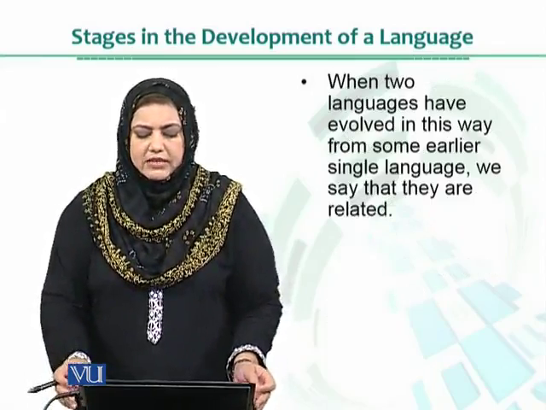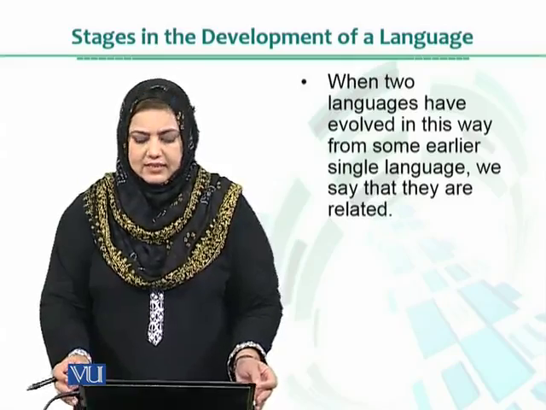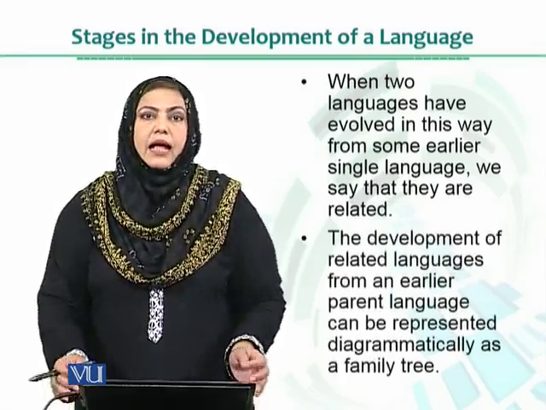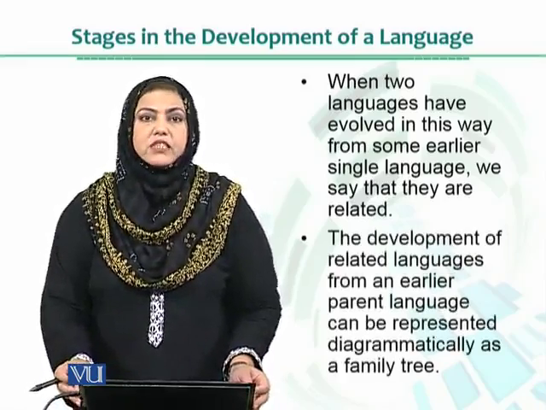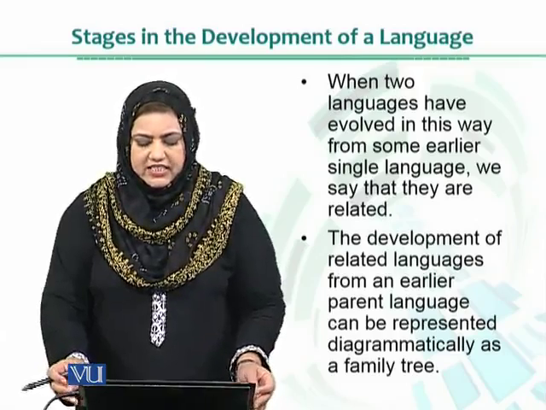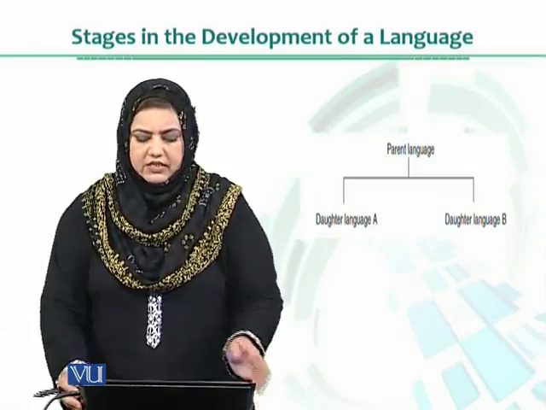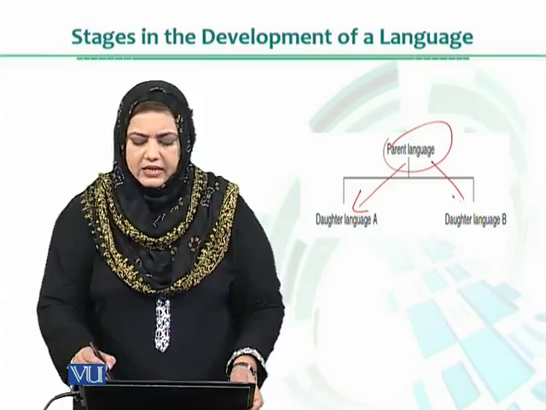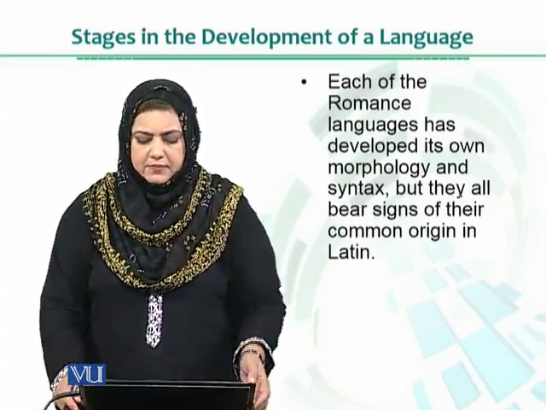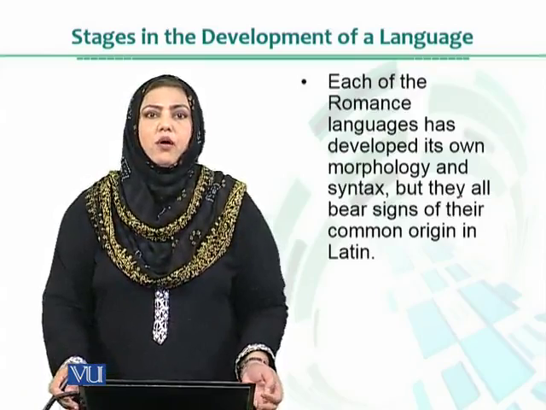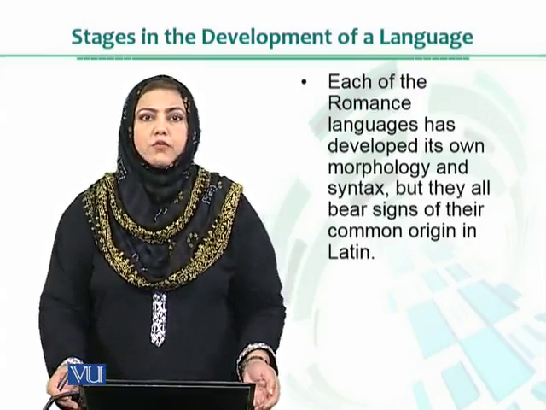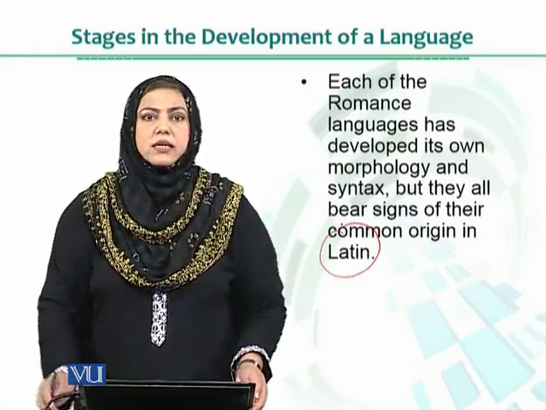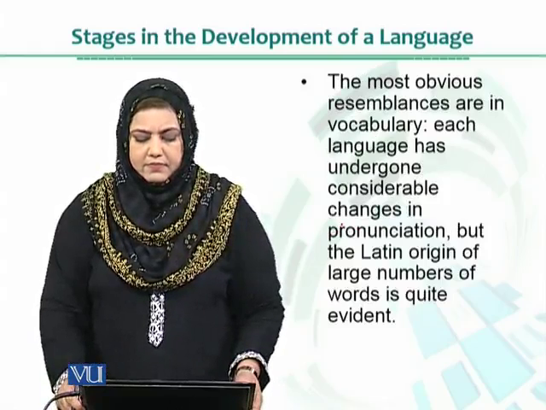When these two languages have evolved in this way from the earlier single language, we say that these languages are related. And when we trace the development of related languages from an earlier parent language, it can be diagrammatically represented through a tree diagram that you can see here. Here is the parent language, here would be daughter language A, and here would be daughter language B. As an example, all the Romance languages have developed their own morphology, their own syntax, in fact, their own vocabulary, but they have this common origin, the Latin language.